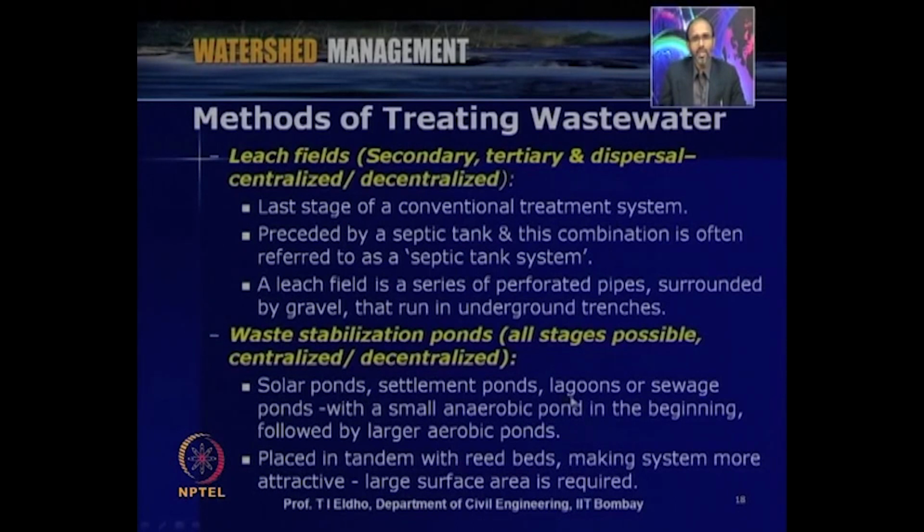So, like solar ponds, settlement ponds, lagoons or sewage ponds, with small anaerobic ponds in the beginning, followed by large aerobic ponds. So, the wastewater goes through a series of ponds, and then finally we will be getting somewhat treated water. Generally this kind of stabilization pond we place in tandem with reed beds, making the system more attractive and large. One of the limitations is that we need a large surface area to have these kinds of waste stabilization ponds.